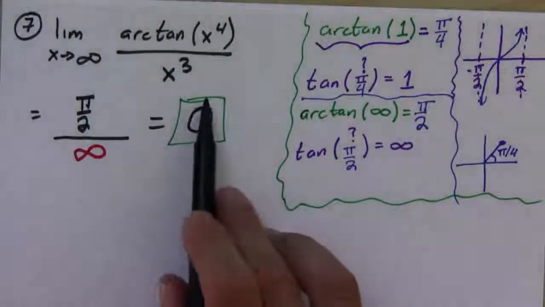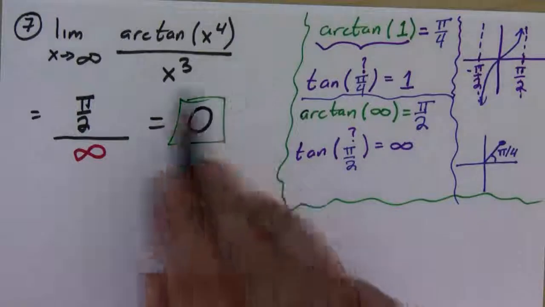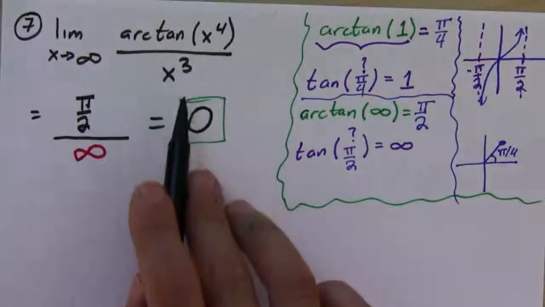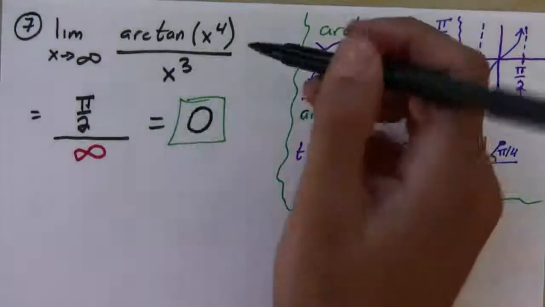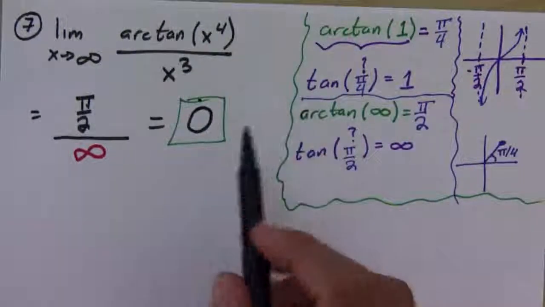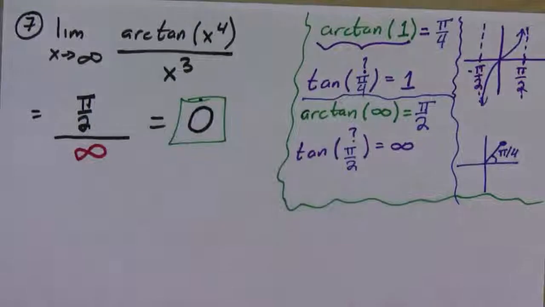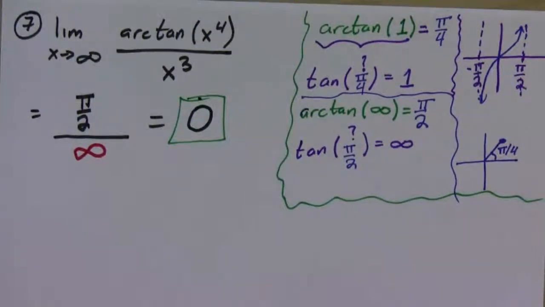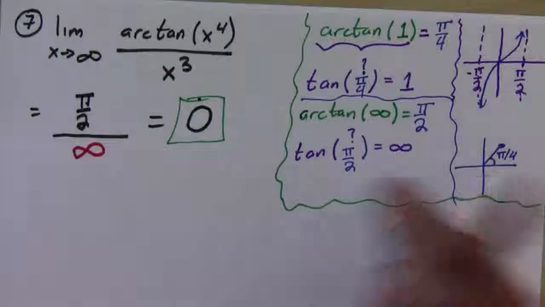And this is one of the things that you have to be careful with, is that if you just start using L'Hopital's rule without actually checking and making sure that you get 0 over 0 or infinity over infinity, then you'll eventually end up with the wrong answer. But this one, we're done. It's 0.